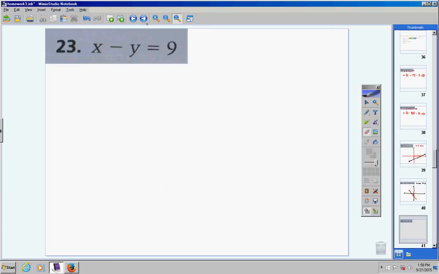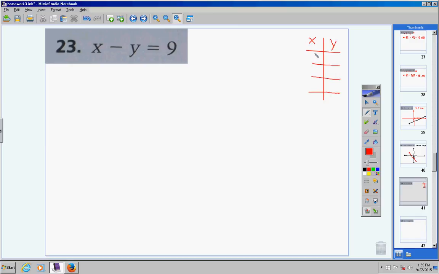Alright, numbers 23 and 24, we're going to use the table of values method. So, off to the side, I'm going to put my table of values. And remember, I like to use the numbers 0, 1, and 2. You're welcome to use the other numbers if you want. So where x is, I'm going to put a 0. Where x is, I'm going to put 1. And where x is, I'm going to put 2. And now let's see what happens for each situation.